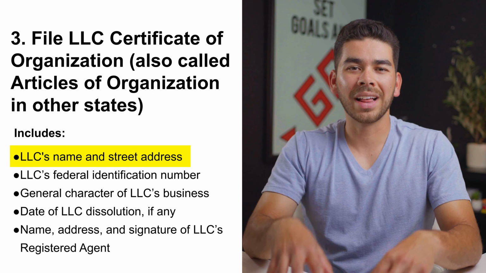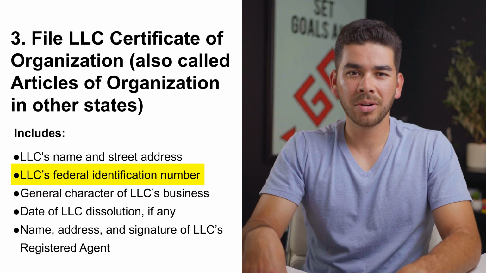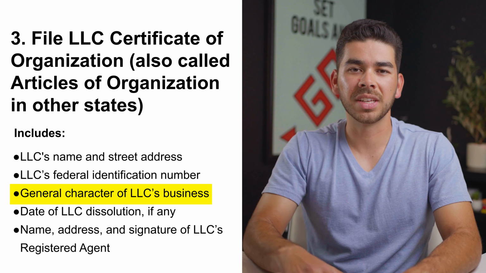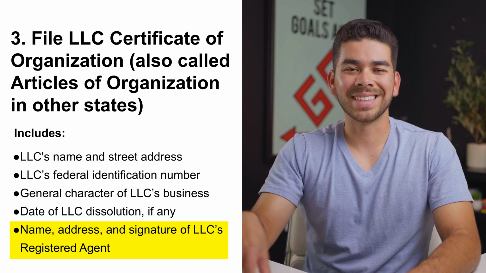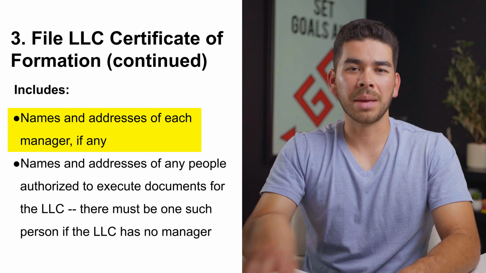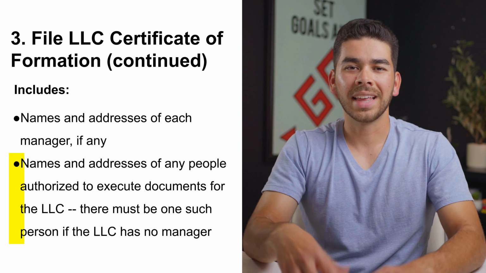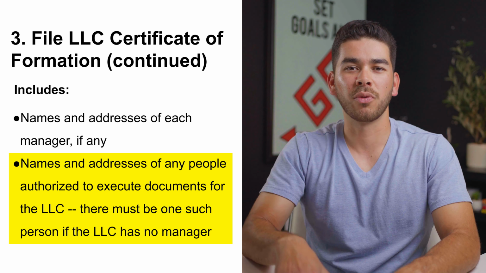This will include your LLC's name and street address, your LLC's federal identification number, the general character of your LLC's business, the date of your LLC's dissolution, if any, the name, address, and signature of your LLC's registered agent. This will also include the name of any managers and their address as well. And lastly, this will include the name and address of the people designated to execute documents for your LLC.